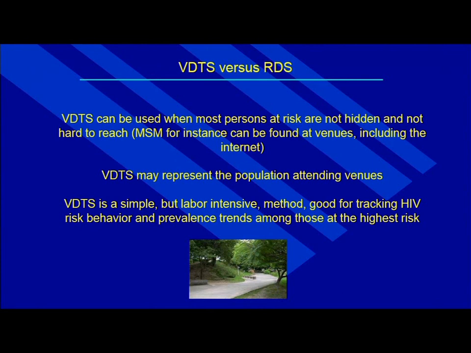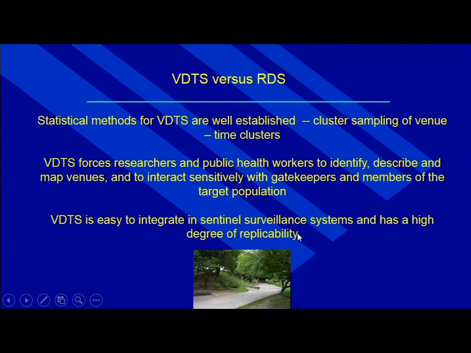So, even though they may not be representative for the population, still you can make comparisons over time. So it's good for comparing or tracking trends in risk behavior and HIV prevalence. Statistical methods for venue daytime sampling are well established: cluster sampling of venue time clusters.